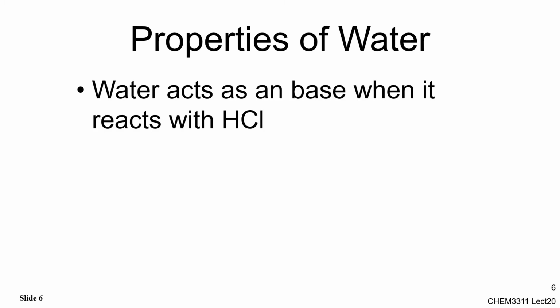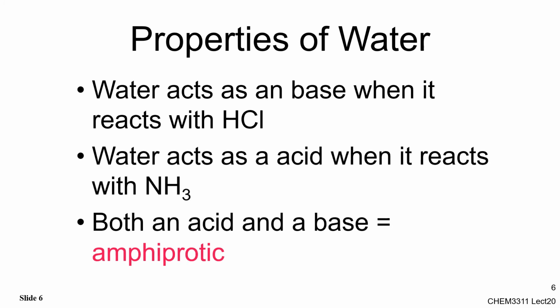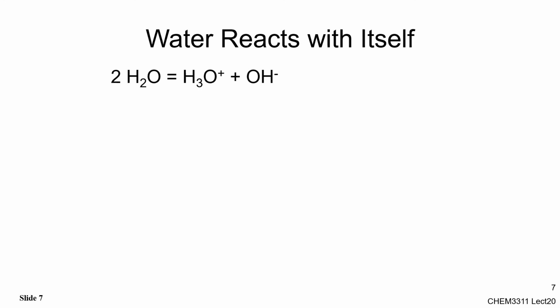Properties of water. Water acts both as an acid and a base. With HCl, it acts like a base. With ammonia, it acted like an acid. It's both an acid and a base. That's amphiprotic or amphoteric. Both are used. Amphiprotic, meaning like an amphibian that lives on land and in water. Amphiprotic means it can both gain and lose protons. That means that it can react with itself, and this is an equilibrium. Two waters can make a hydronium and a hydroxide.